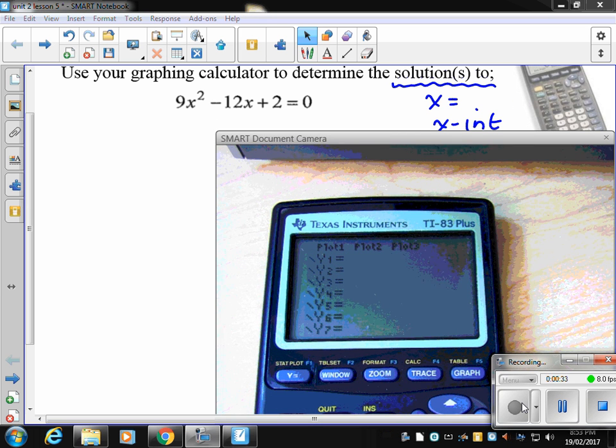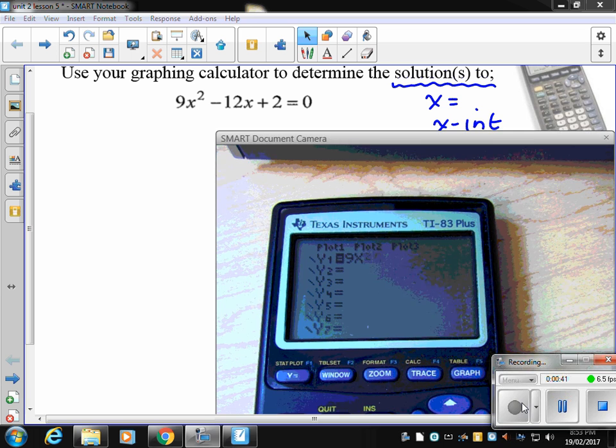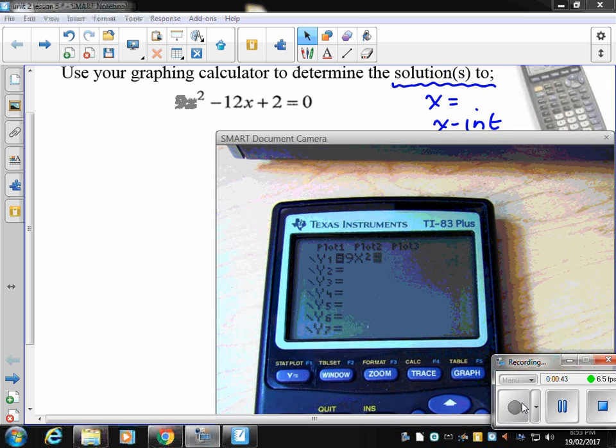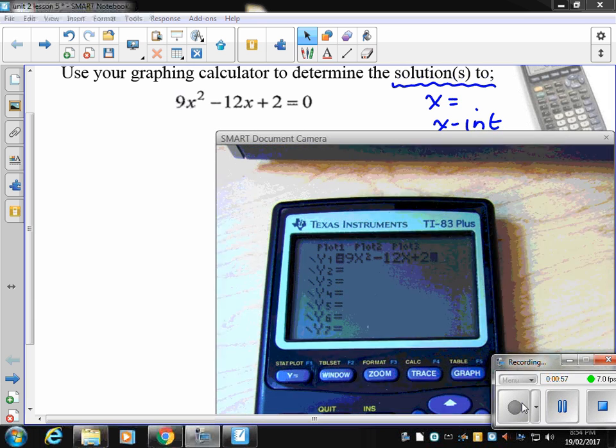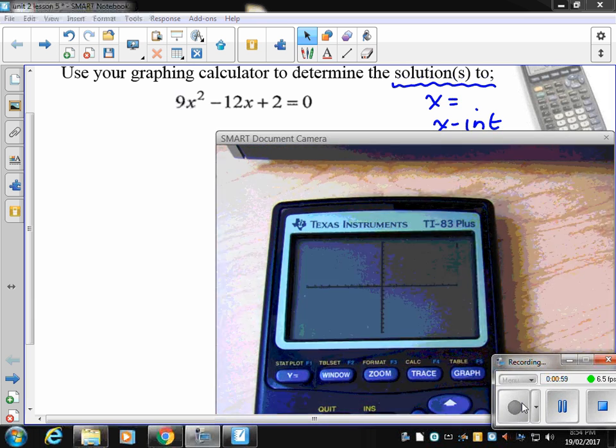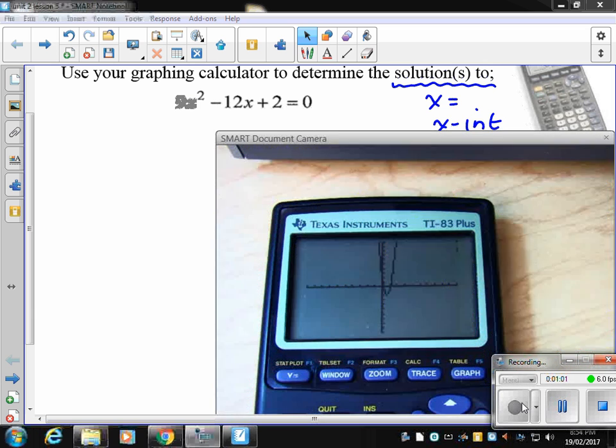So to find the roots of this equation, I'm going to write it in as y equals 9x squared minus 12x plus 2. 9x squared, subtract, not negative in this case, plus 2. And to solve that problem, I want to see where it's equal to 0, which is on the x-axis. So I'm going to hit graph and see if my windows make sense for the problem. They're okay, they're not ideal.